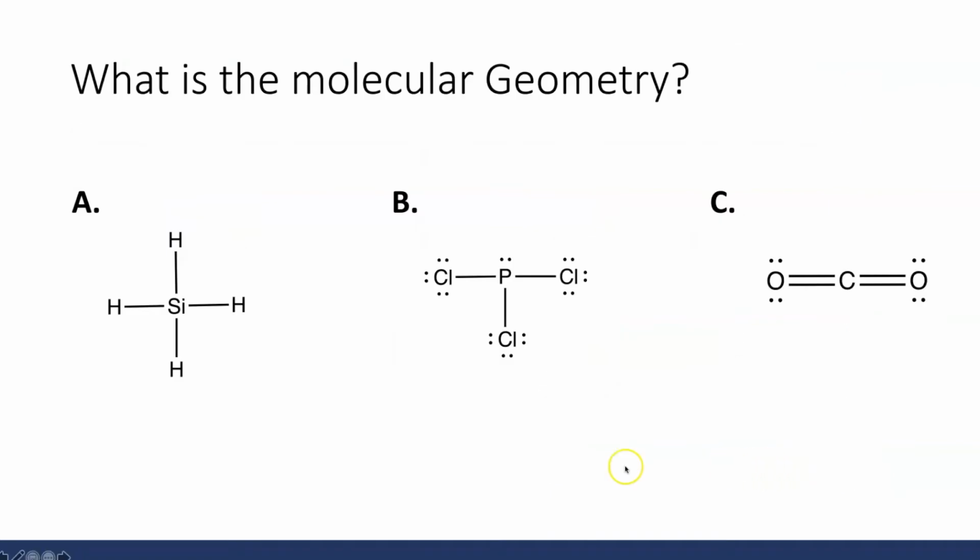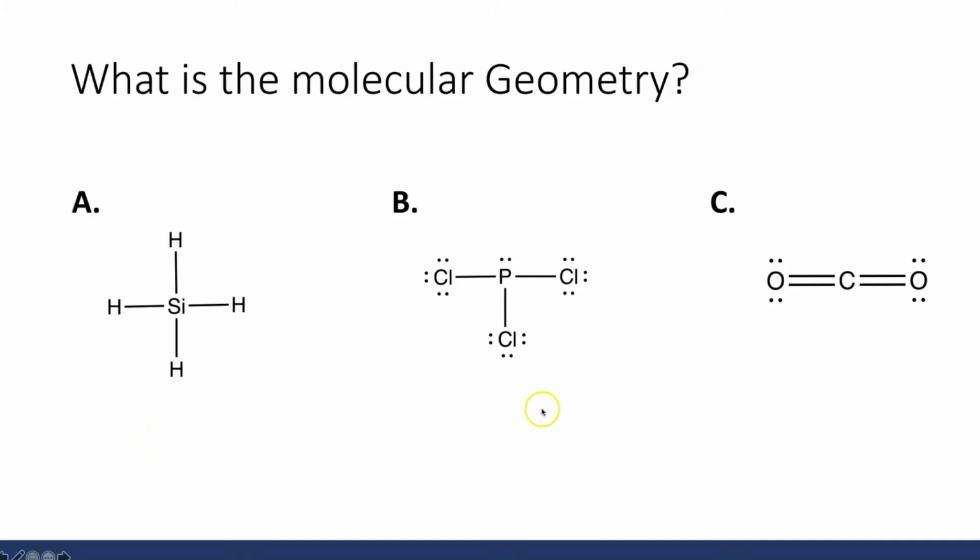Okay, so now quiz yourself using what we just reviewed. So letter A, so we have silicon tetrahydride, or SiH4. Count how many bonding domains we have, how many non-bonding, and figure out the molecular geometry.